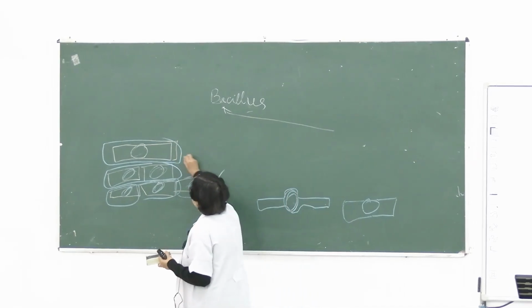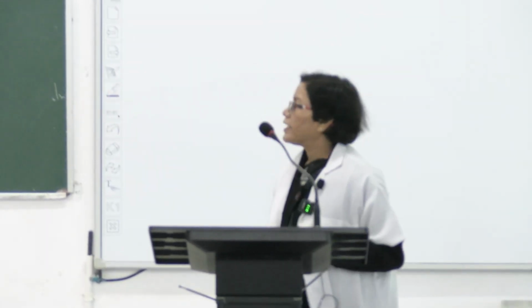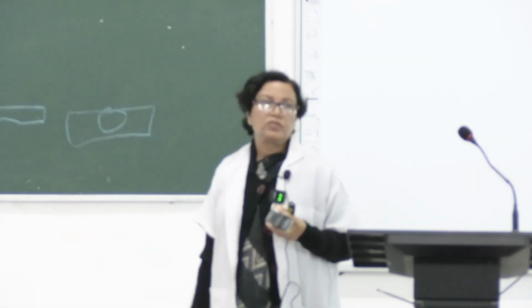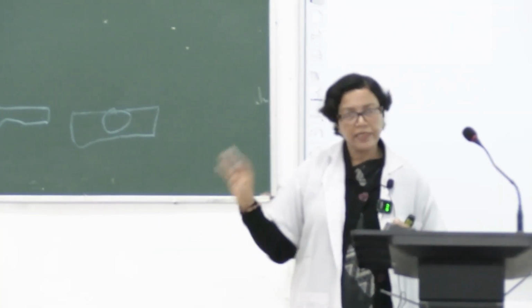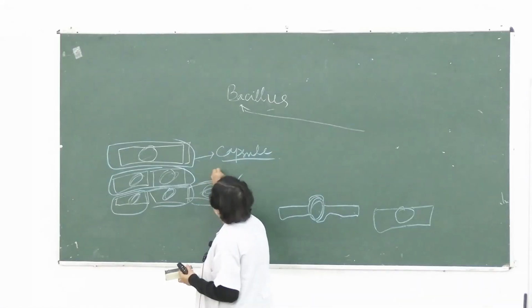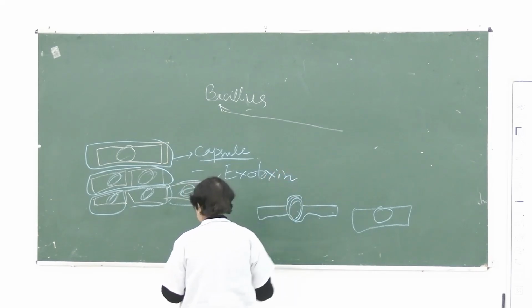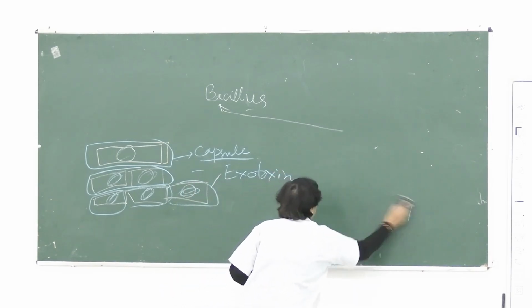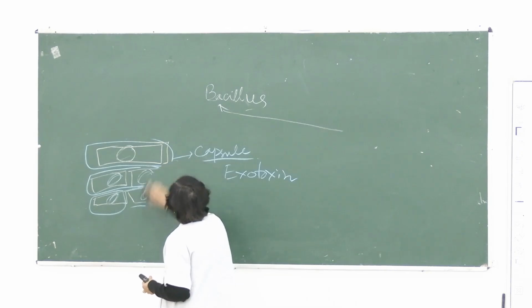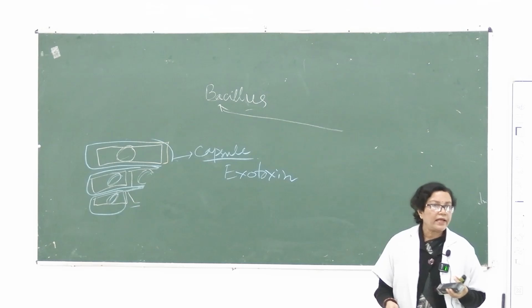Now what are the virulence factors? Virulence factor is capsule. Capsule is the protective apparatus of the bacteria, so it is its virulence factor. Okay. And another virulence factor is exotoxin. Okay. It has protective antigen and edema factor.